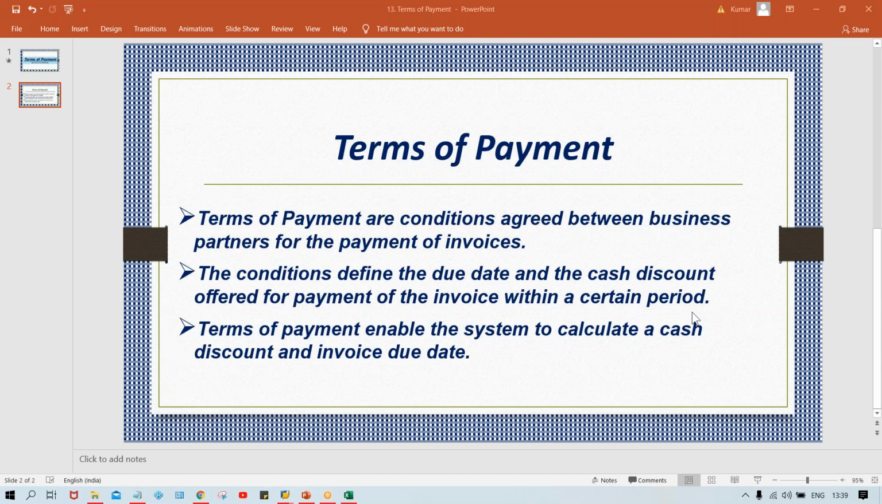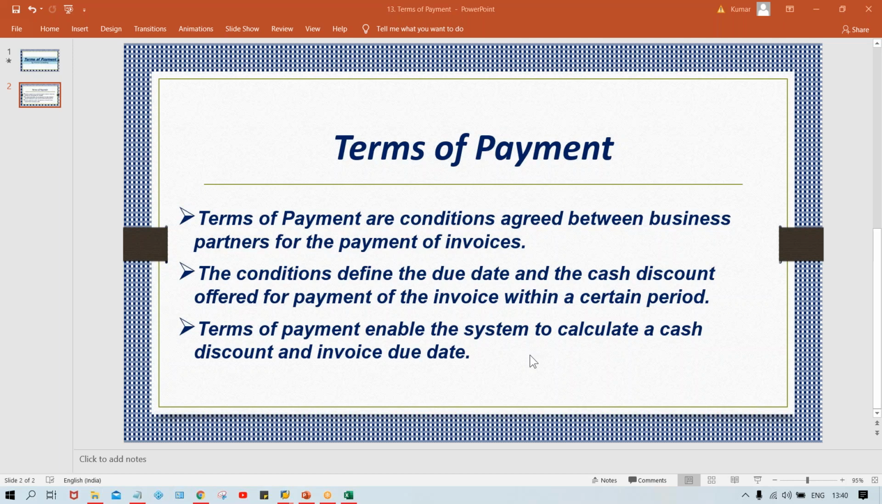So this discount also, no need to remember or recall the discounts manually. The discounts can be given at terms of payment level itself. If early payment is going to happen, and we are eligible for the discount, the system is automatically going to calculate the discount, and it is going to be posted to a separate account called the discount account. I'll show you that practically so that you will have a clear understanding, right? Terms of payment enable the system to calculate a cash discount and the invoice due date. The same thing I have explained here. This is the major use.